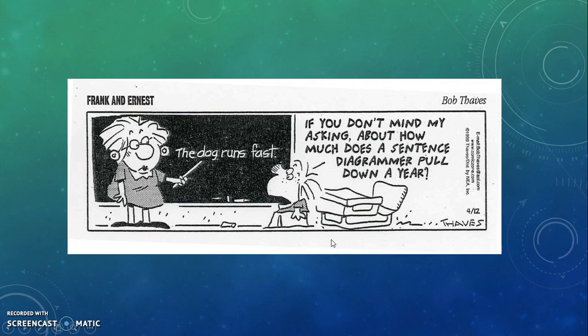Just a cartoon to start you off. "The dog runs fast. If you don't mind me asking, how much does a sentence diagrammer pull down a year?" Well, sadly, a sentence diagrammer pulls down nothing a year, but hopefully it will help you structure your sentences better and think about proper grammar so that when you do apply for a job, you will not make silly grammatical errors and not get the job. That's what we're hoping for.